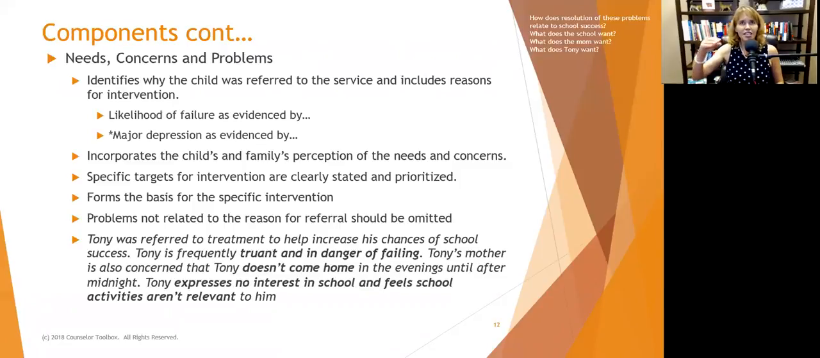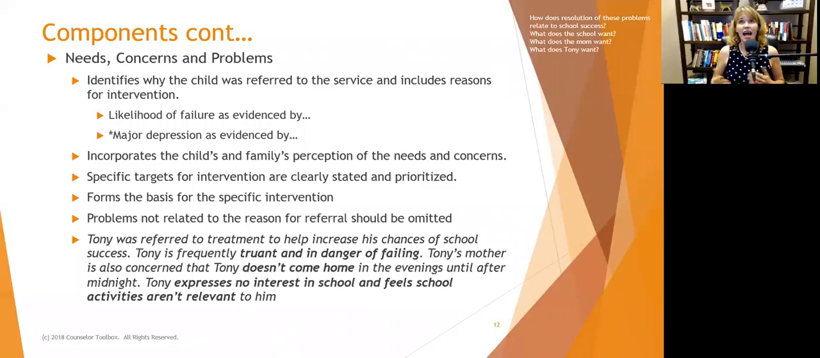So the next section addresses needs, concerns, and problems. So we want to identify the way the child was referred to the service and include the reasons for intervention. So like, Tony is at high likelihood of failure as evidenced by, and I love this phrase in treatment plans and in comprehensive integrated summaries, because it really forces people to identify objective evidence. How do we know he's in jeopardy of failure? Because his grades in 4 out of 6 classes are below 60% and he's failed his last 3 tests, or has been truant or absent 14 out of the last 35 school days.